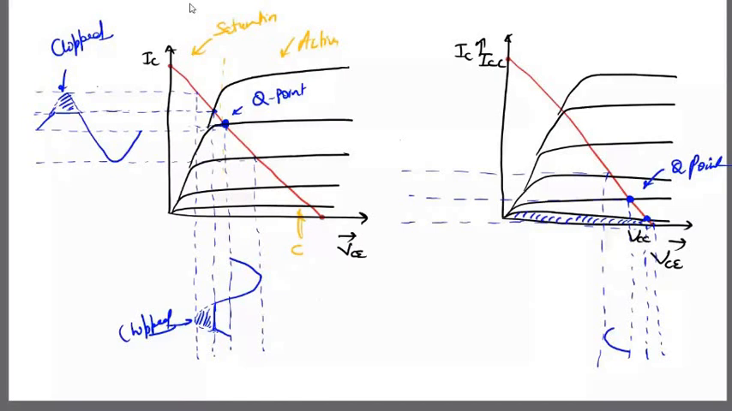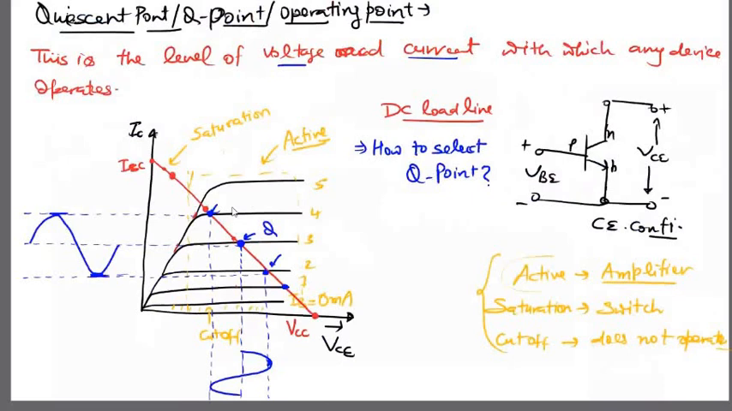And one more thing, this is very important. If you utilize your transistor as an amplifier, then definitely the Q point must be selected in the middle of the active region. If you are going to utilize your transistor as a switch, then you must operate the transistor in the saturation region on the DC load line, and in the cutoff region. So this was the basics, and it was very easy.